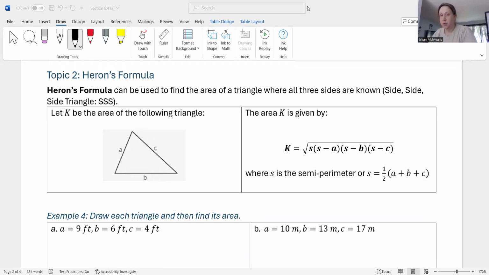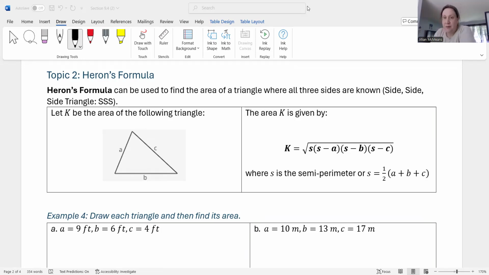For topic two, we're going to look at something called Heron's formula. This is a formula that can be used to find the area of a triangle when all three sides are known but no angles. So this would be your classic side, side, side triangle. Now, we're not going to derive this formula or anything. We're just going to dive right in and start using it.